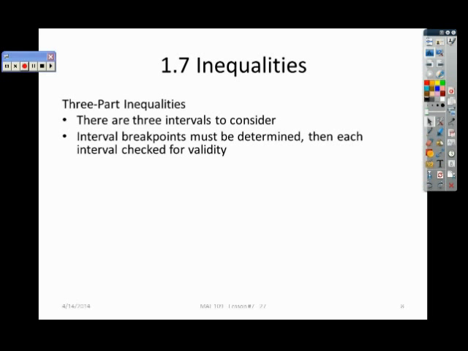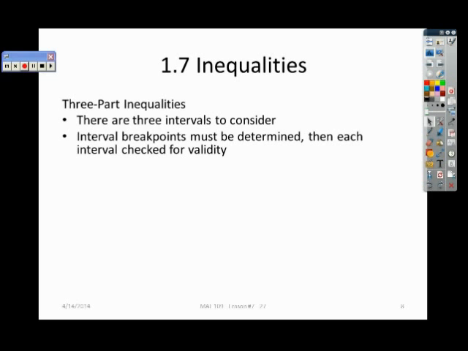One characteristic of inequalities is that if the inequality is true at a single point in an interval, it's true at every point in that interval. If it's false at a single point in an interval, it's false at every point in the interval. So that saves you from having to check an infinite number of points. You check one. And if it's true there, it's true everywhere in that interval. If it's false there, it's false everywhere in that interval. In general, that's the way you have to check.